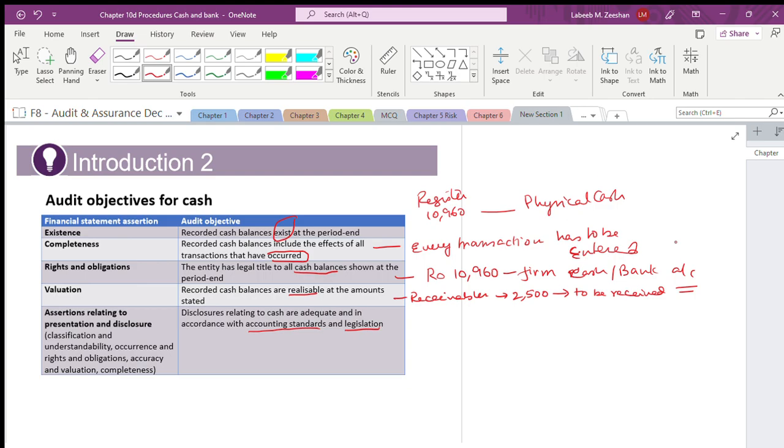Now, these are the assertions, and these are the objectives. Again, I am repeating: it has to exist, it has to be occurred, it has to be recorded. This is where you get a little more specific. First, it should exist. Then it should have occurred, or we can say it has to be recorded, all cash balances. Next, you have the legal title to the cash, and it has to be realizable amounts. Most importantly, it has to be disclosed as per the accounting standards. These are the objectives.